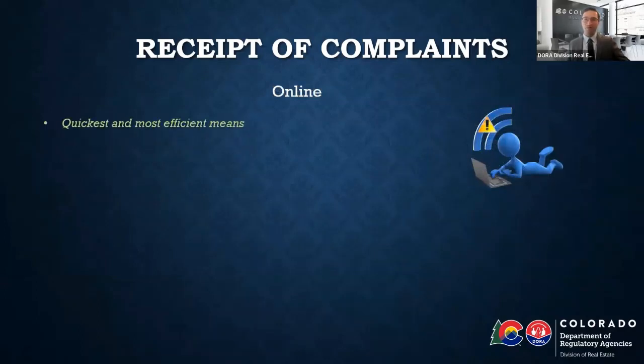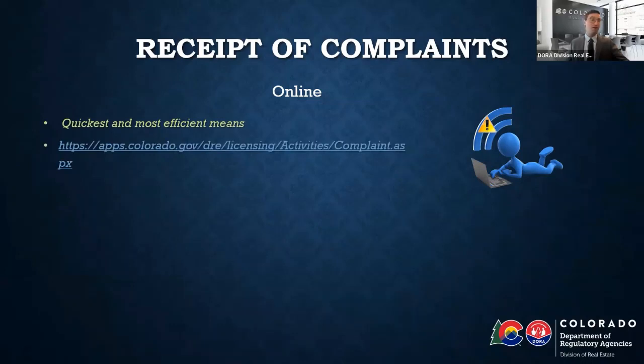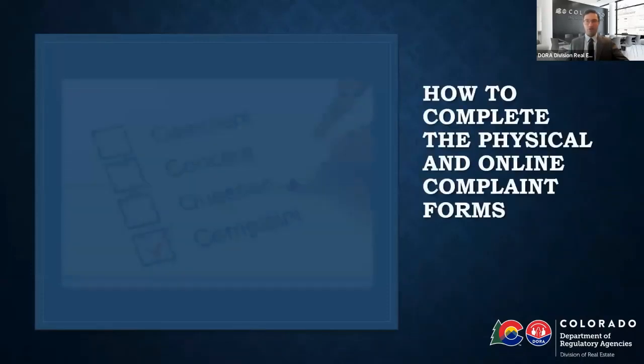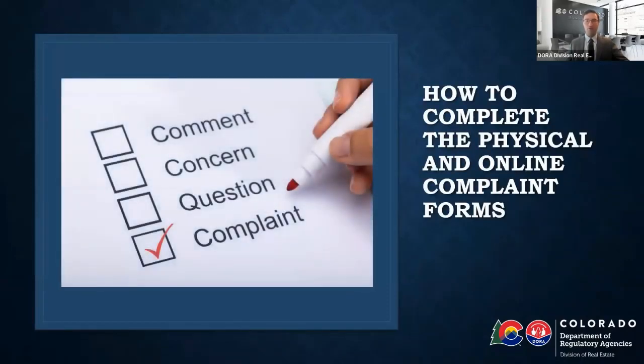Finally, the quickest and most efficient means of filing an HOA complaint with the HOA Center is by completing an online complaint form, which I'll also discuss in more detail. Here's a link to begin the process of filing an online complaint. So, how to complete the physical and online complaint forms.